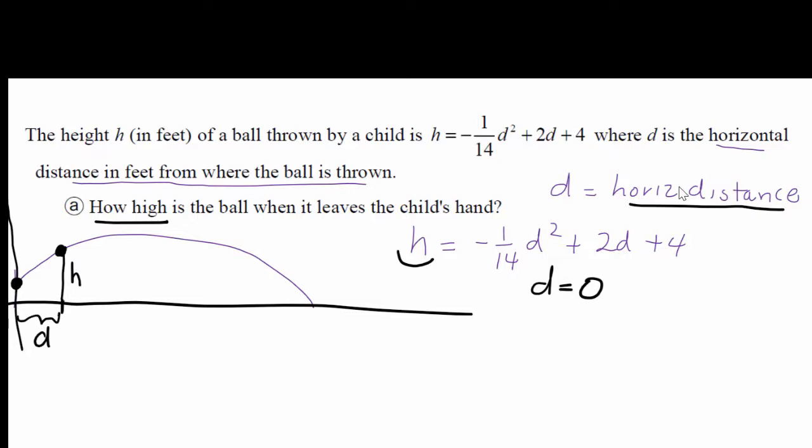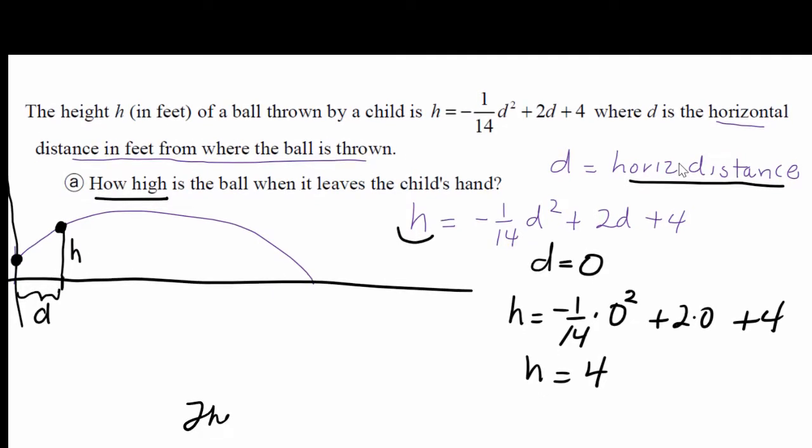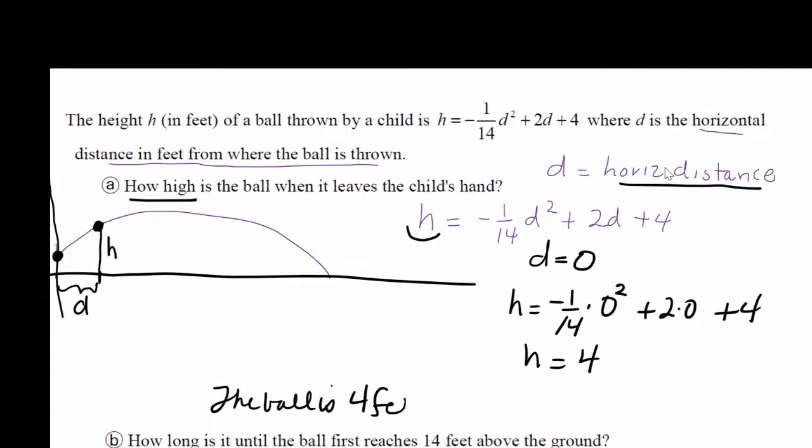So you're going to substitute 0 in for d in our equation. So what do we get? We get h equals negative 1/14 times 0 squared, which is 0, plus 2 times 0, which is 0, plus 4. So h equals 4. So what does that say? It says that the ball is 4 feet off the ground when it leaves the child's hand. Okay, so that's our concluding statement.